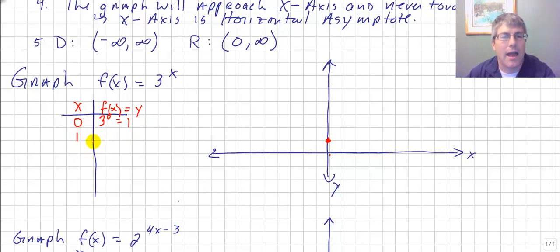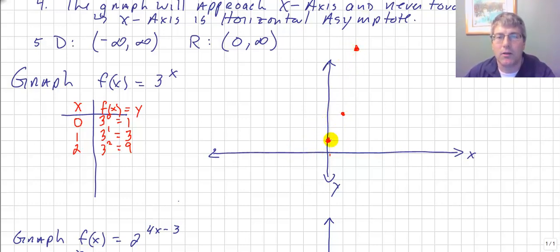Let's try x equals 1. When x is 1, we have 3 to the first power, so our output is 3. When x is 2, we end up with 3 squared, which is 9. I'm going to correct my mistake there. When x is 2, our output is 9, so that's 3, 5, 6, 7, 8, 9. So that's going to head way up that way.